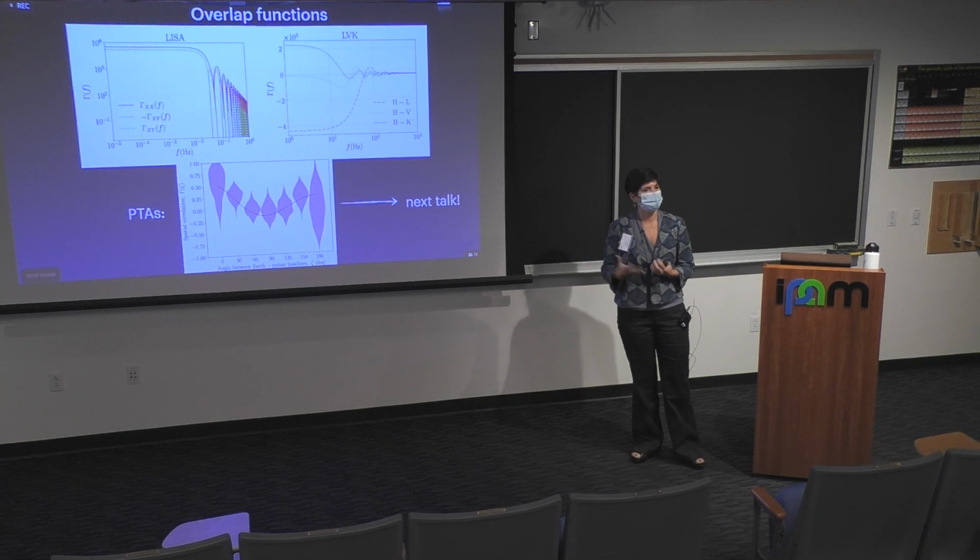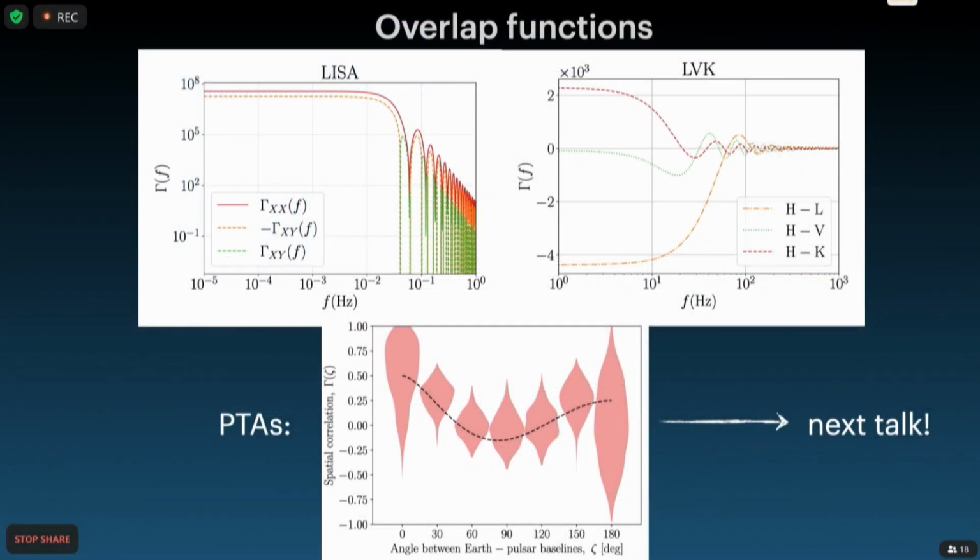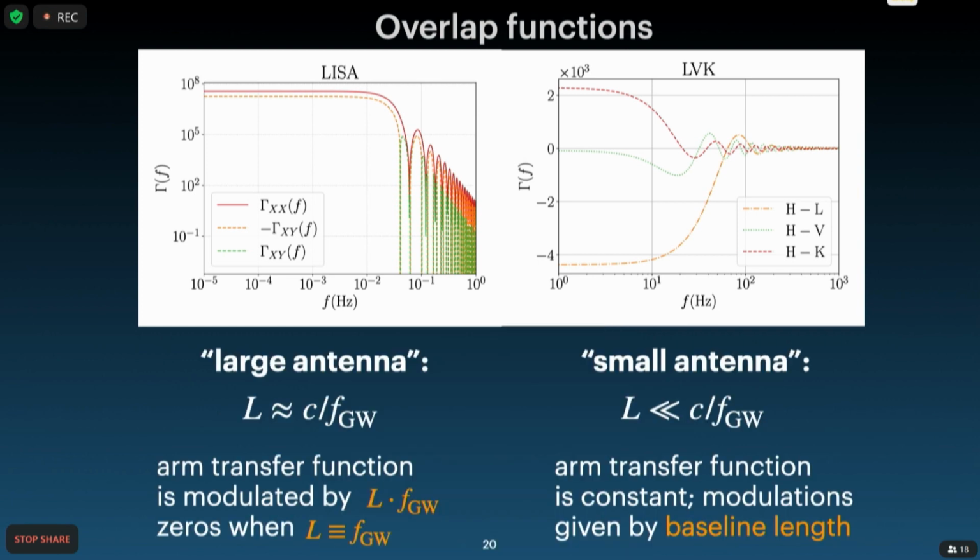So what do these overlap functions, these overlap responses, look like? Here I'm giving you a collection. I'm showing you LISA and LVK, so samples of the LIGO, Virgo, and KAGRA response functions. This is somewhat related to the Hellings and Downs curve for PTAs. I'm sure you're going to hear tons about that later, but I'm planting that seed. So what can we investigate specifically in the ground-based network, and how does that compare to what we see from space with a single detector, which is LISA?